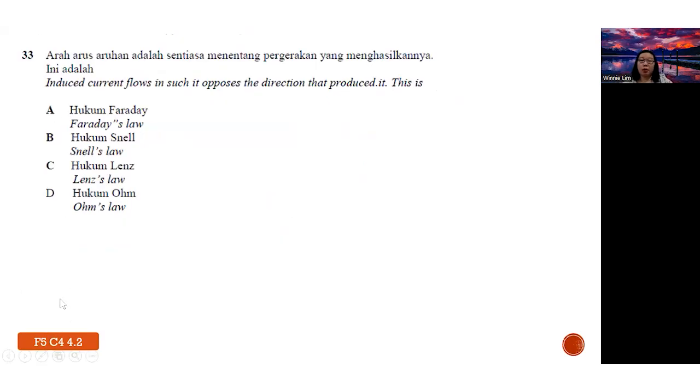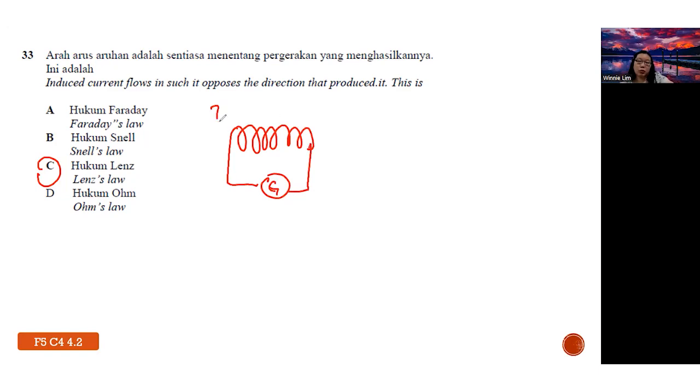This one is under 4.2 for electromagnetic induction. Induced current flows in such an opposite direction to that which produced it. This is generally an idea you're supposed to know, the concept of why it's always the opposite direction. It actually comes from Lenz's law, whereby you need to use it to determine the polarity of a solenoid, with a galvanometer connected to the solenoid. So you need to know what this pole is when the magnet is moved in or out. So to determine the polarity of the solenoid, we use Lenz's law.